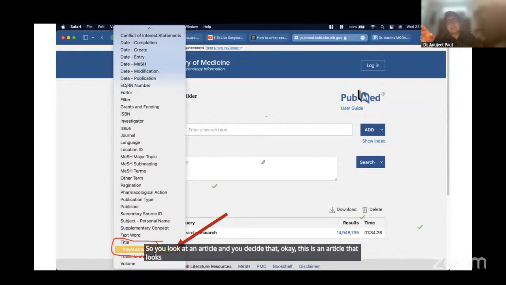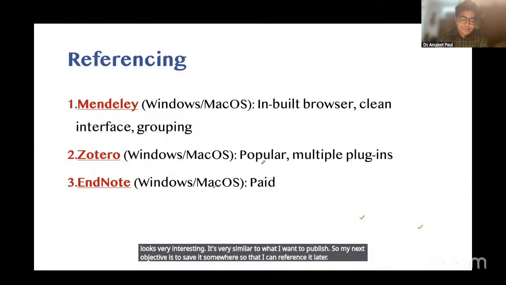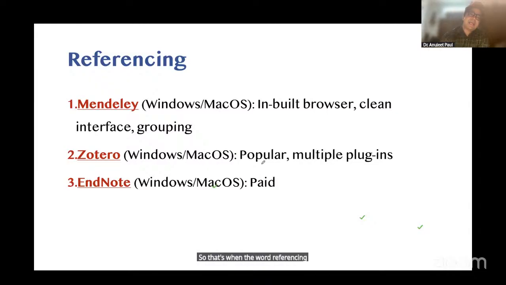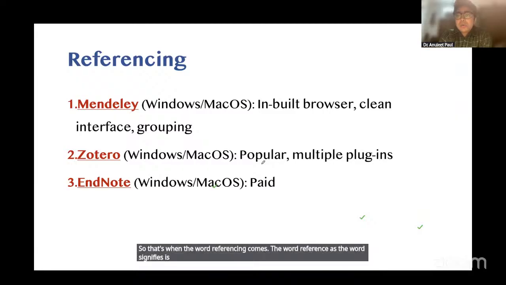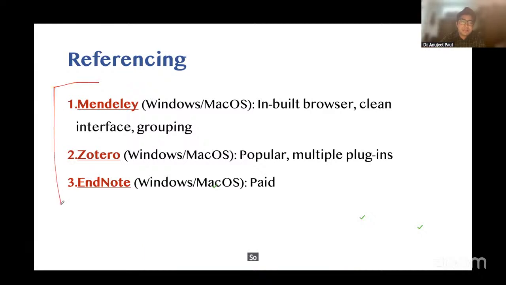It's very similar to what I want to publish. So my next objective is to save it somewhere so that I can reference it later. So that's when the word referencing comes. The word reference, as the word signifies, is to figure out how to keep it handy should you need it in the future. So historically, there are only three.